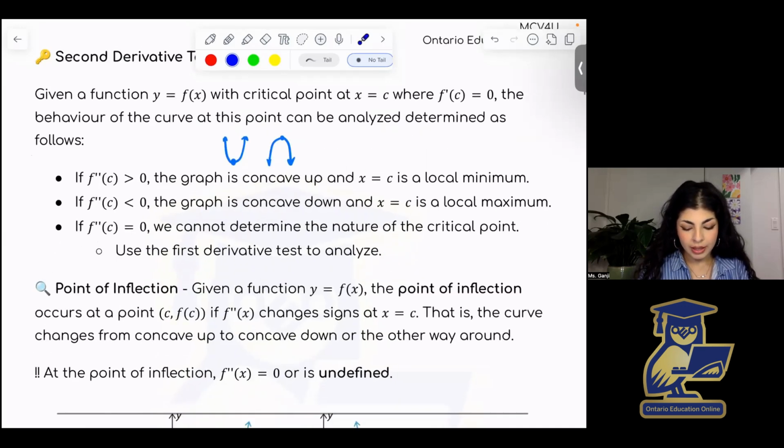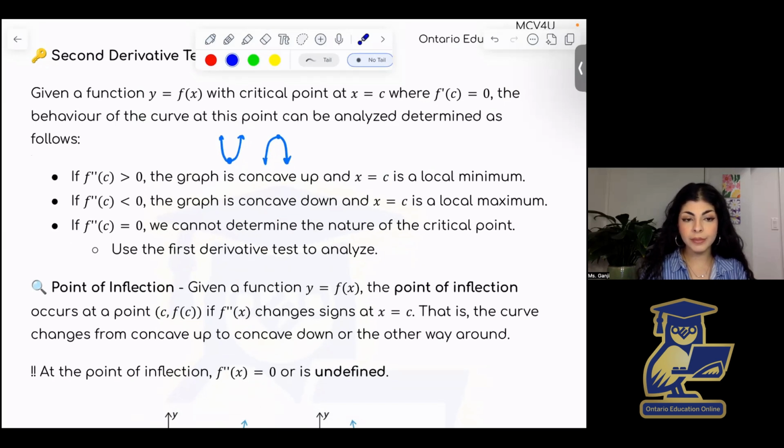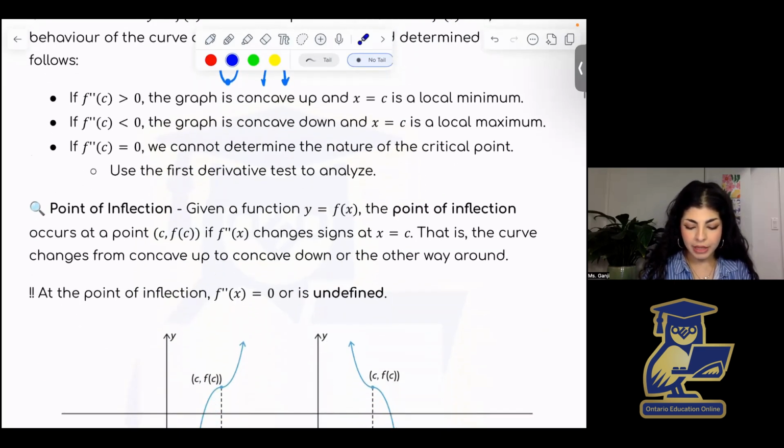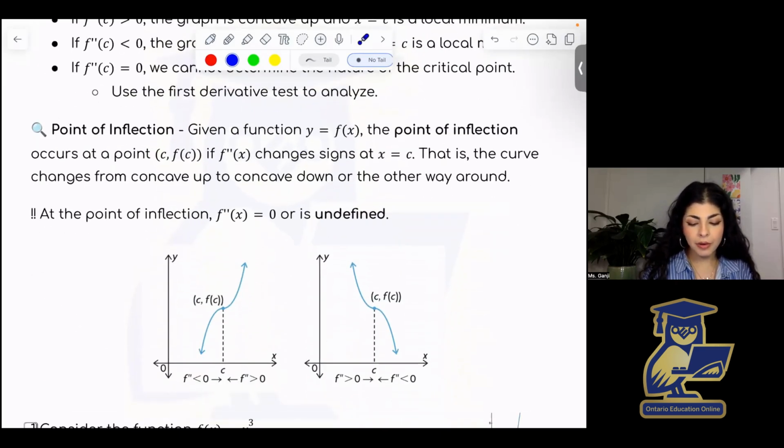Now I'm going to introduce another definition to you as well, which is our point of inflection. We saw critical points, which are when the first derivative is 0. Now, given a function y equals f of x, the point of inflection f of c is where f double prime of x changes signs at x equals c. So if the second derivative is positive and then it becomes negative, then we say that the concavity is changing. So we're going from concave up to concave down, or the other way around. And we say that the point at which this change occurs is a point of inflection.